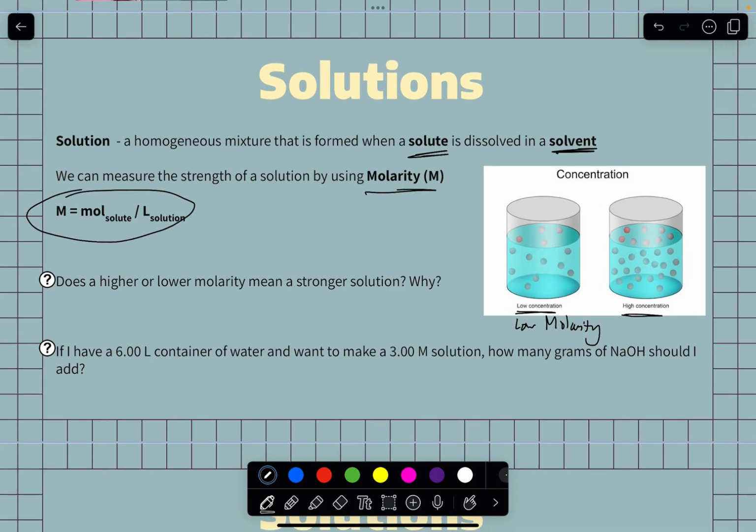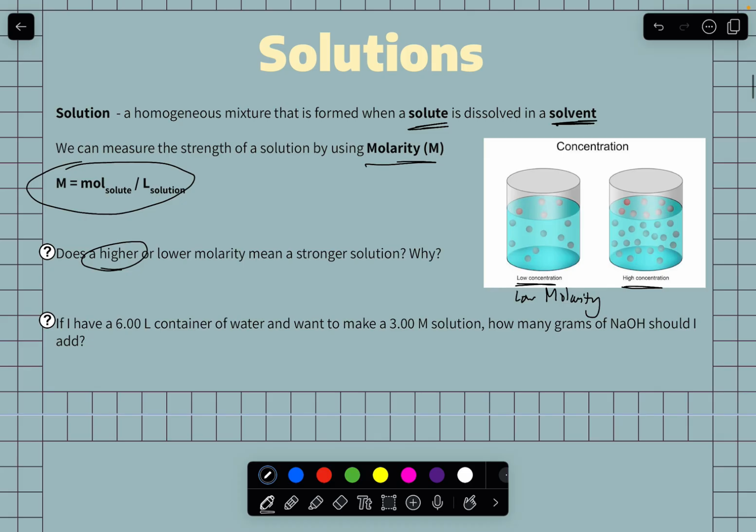Okay. So does a high or lower molarity mean a stronger solution, and why? Here, a higher molarity is a stronger solution because we have more particles in there. We have more solute. Okay. The second one is if I have 6 liters of solvent, and I want to make a 3 molar solution, how many grams of NaOH should I add?